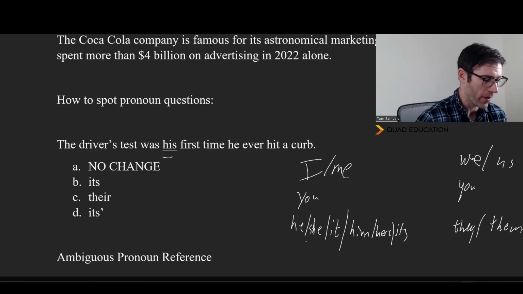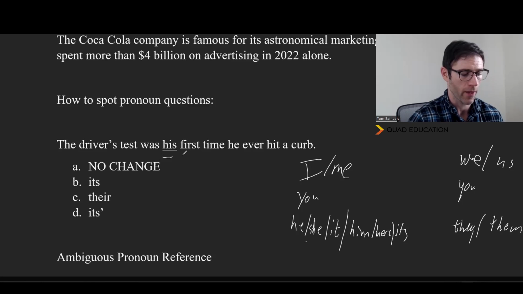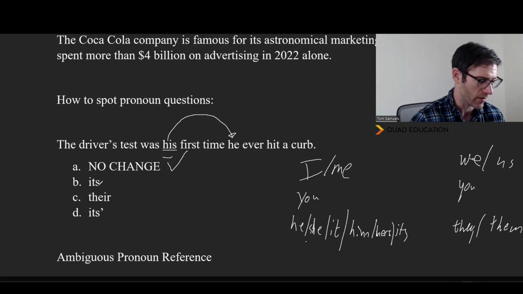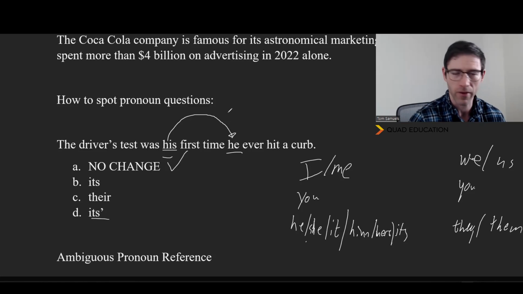And so when we have one of these pronouns underlined, it's going to be our job to make sure that our pronoun matches up with the antecedent. And so in this case, we have the driver's test was his first time he ever hit a curb. And so his here is going to match with he, so that's going to be correct. We wouldn't say that it's its because he isn't in it. And there we've specified that it's he. And then its, we can talk about maybe this in a minute, what that would mean.